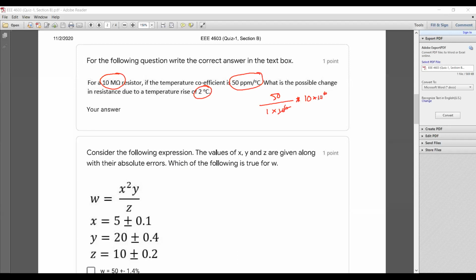So this will easily cancel out, and you'll have 500. This is for 1 degree Celsius change, and for 2 degrees Celsius change, obviously it would be 1000 ohms. So the answer for this one is 1000.